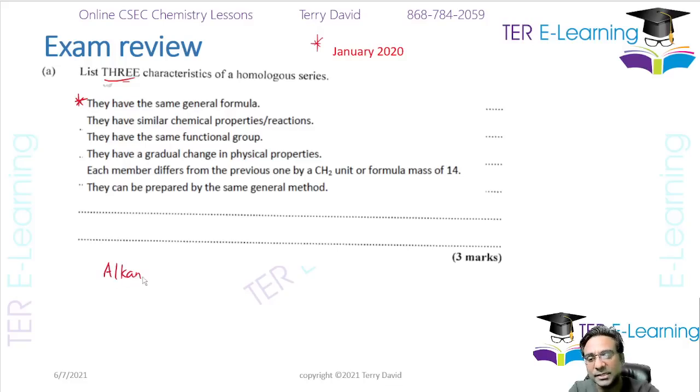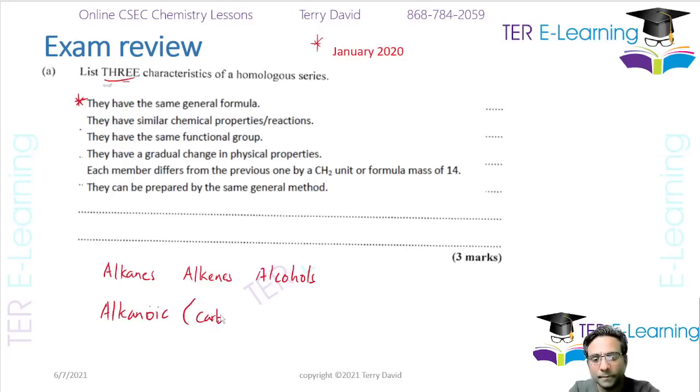You need to know the alkanes. You need to know your alkenes. You need to know your alcohols. You also need to know your carboxylic acids. Well, let me use the correct word here. It's called alkanoic acid. So you need to know alkanoic, or carboxylic, acids. You also need to know about esters. So these are the homologous series that you need to be familiar with.